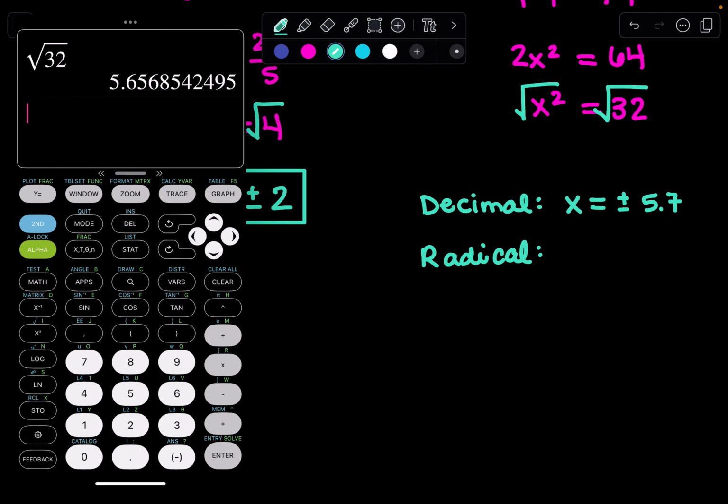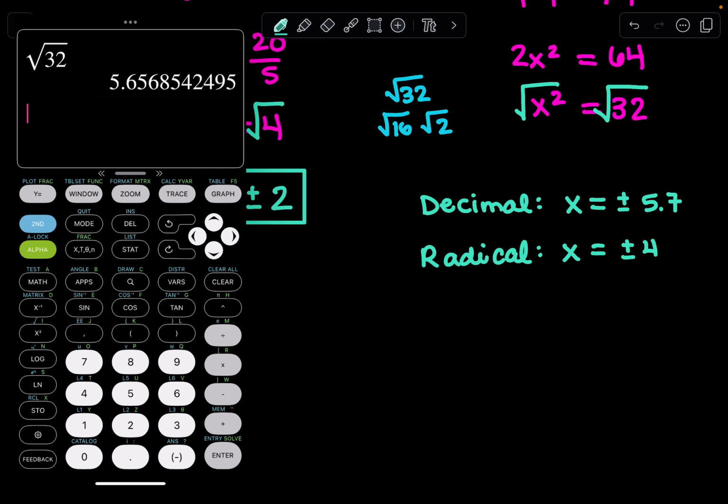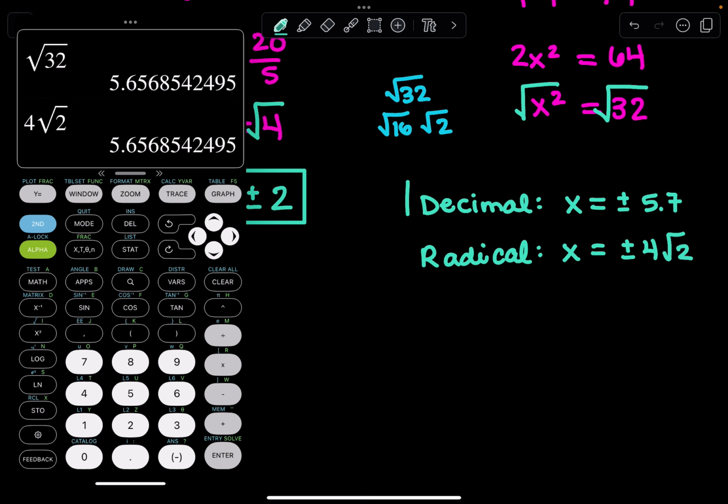For the radical answer, let's take 32. Think about, do any perfect squares go into 32? I think 16 does. 16 times 2. So the radical version of my answer is x equals plus or minus 4 root 2. Again, you can check this just by using the calculator. I'm going to take 4 times the square root of 2 and make sure that I get the exact same thing.